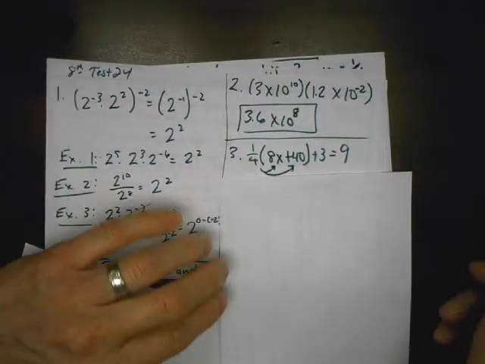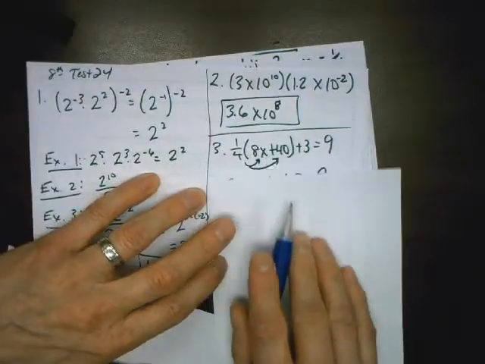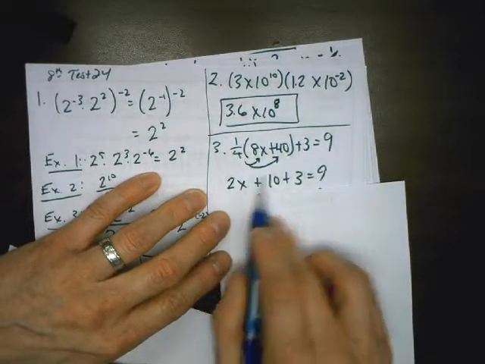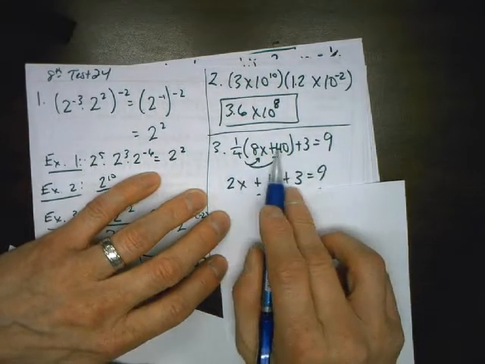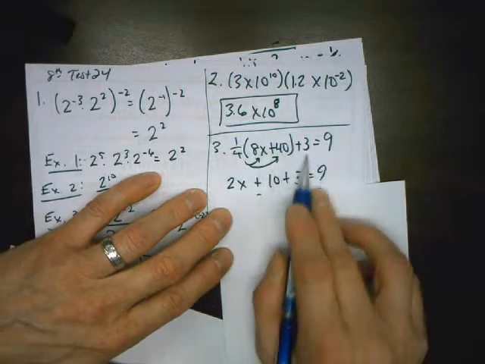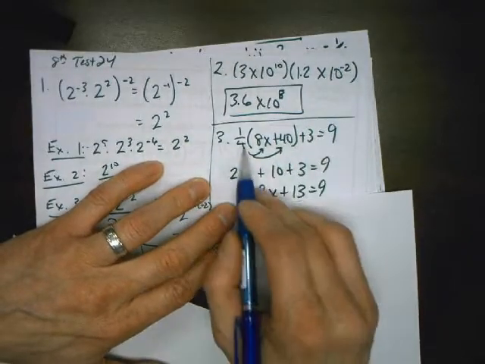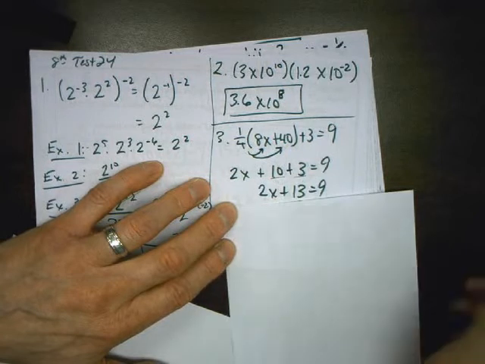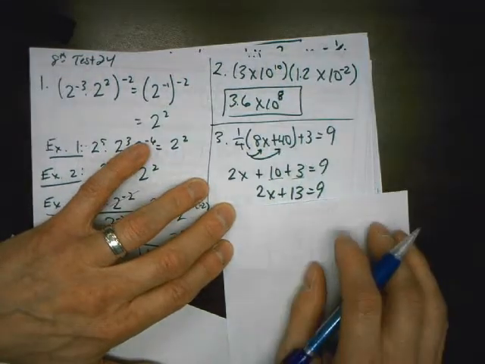For 3, we have to solve this. So I go 1/4 times 8x. Well, 8x divided by 4 is 2x. 40 times 1/4, or 40 divided by 4 is 10. Then I copy the rest. Next, after I distribute, I combine like terms. I combine my two constants. 10 plus 3 is 13.